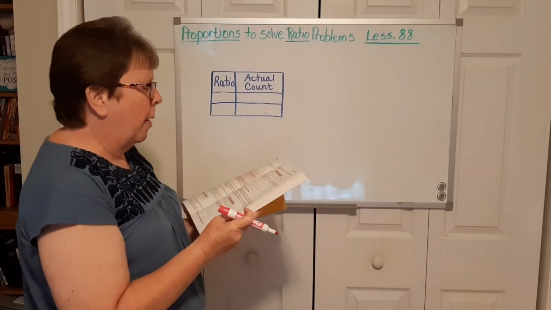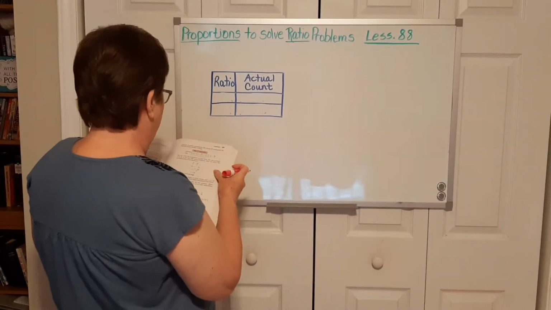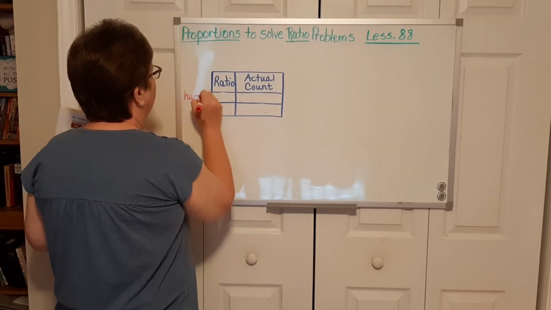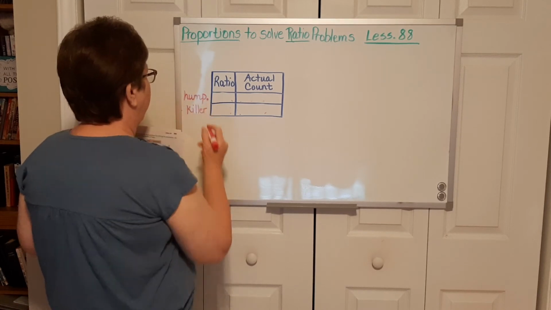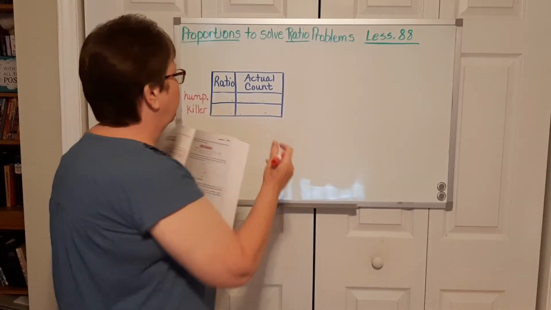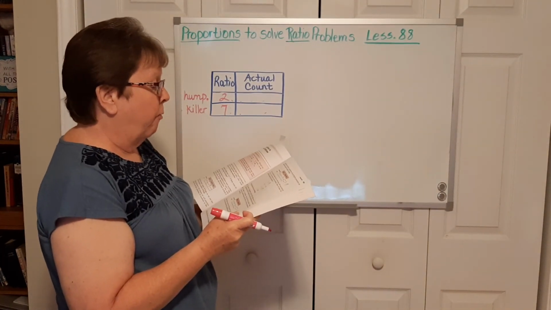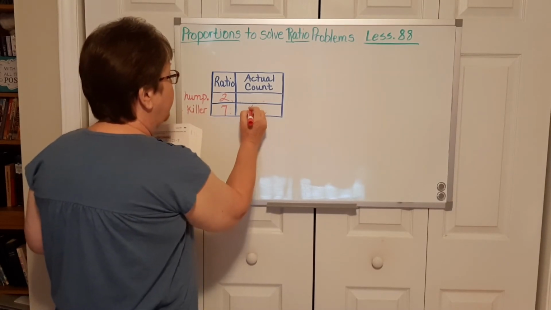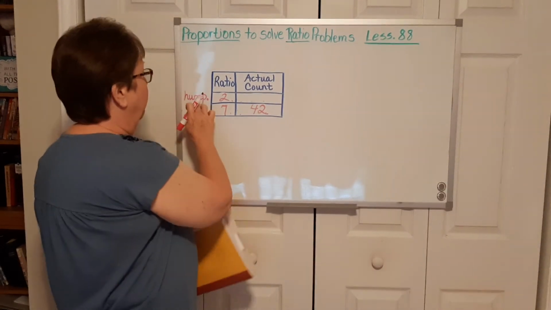The ratio of humpback whales to killer whales was 2 to 7. So let's see. They said humpback first, so I want to abbreviate that, to killer whales. You do it in the order that they tell it to you. The ratio of humpback whales to killer whales was 2 to 7. So 2 to 7. And it says if there were 42 killer whales, well, here's the killer whales. If there were 42 of them, it's asking us how many humpback whales were there.